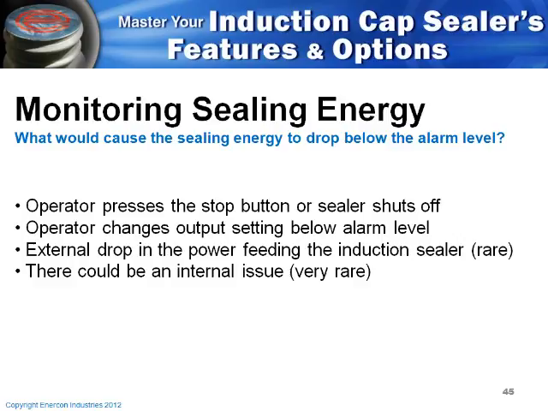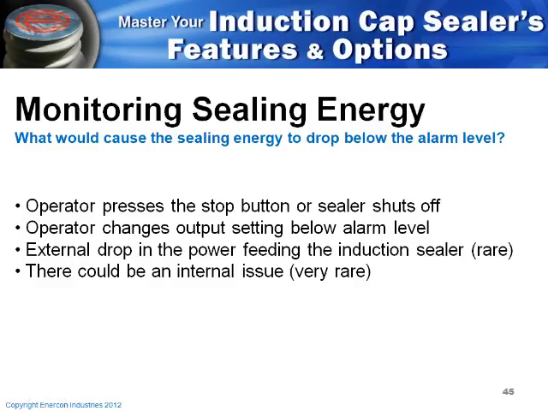If you're monitoring the output and you get an alarm, what really does that mean? There's several reasons you can see an alarm. It can be as simple as someone pressed the stop button, or maybe a stalled bottle was detected and the sealer shut off. Either of these will cause the output to fall below that alarm threshold. An operator can manually adjust the output below the threshold. There could be a drop in the line voltage that could cause the output to drop.